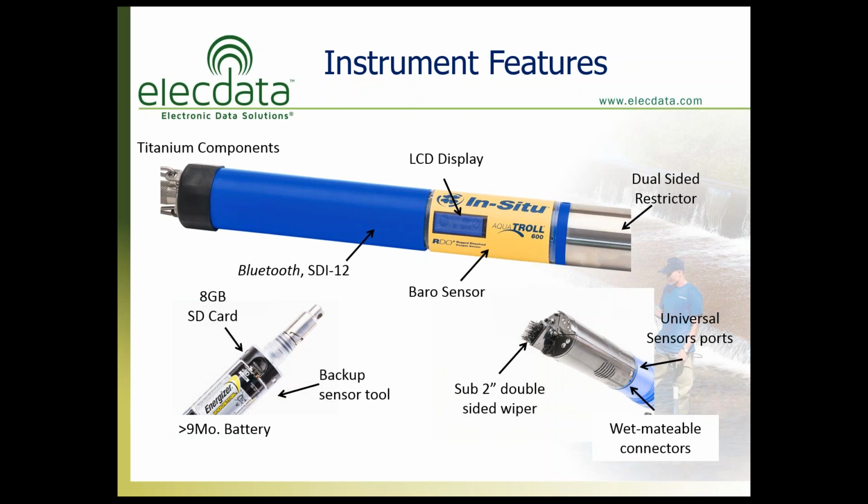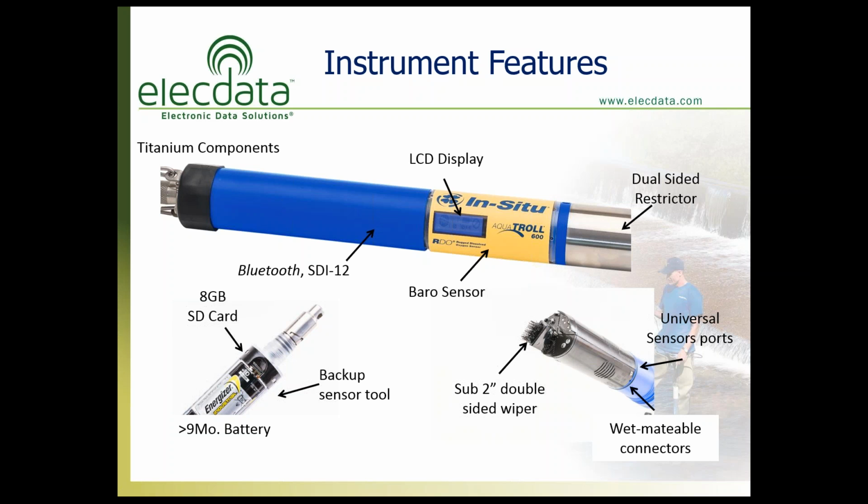All of the metal components are titanium. The blue portion on the left-hand side is the removable battery cover. So you can just twist that open and install your 2 D-cell batteries in there. Logging at a 15-minute interval with the centralized wiper going, you should expect to see approximately 9 months worth of battery life, although this of course can vary a little bit depending on your batteries and site conditions, specifically temperature.